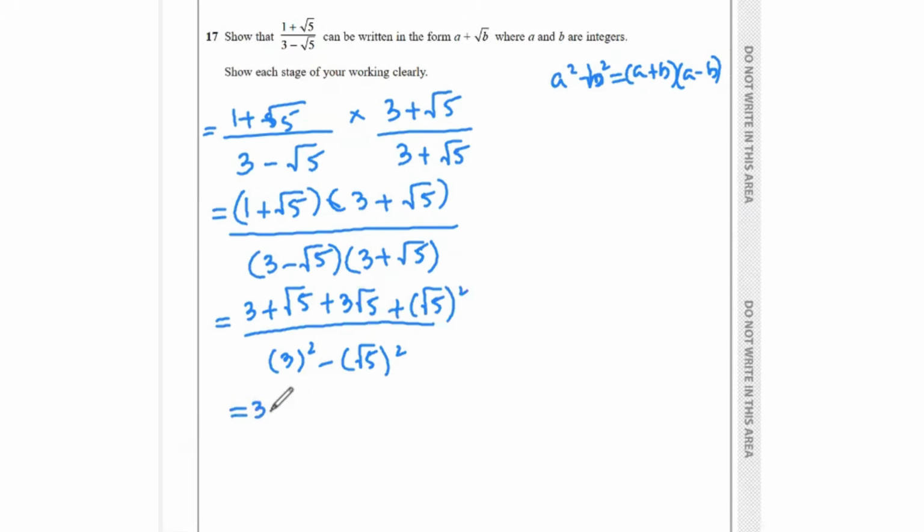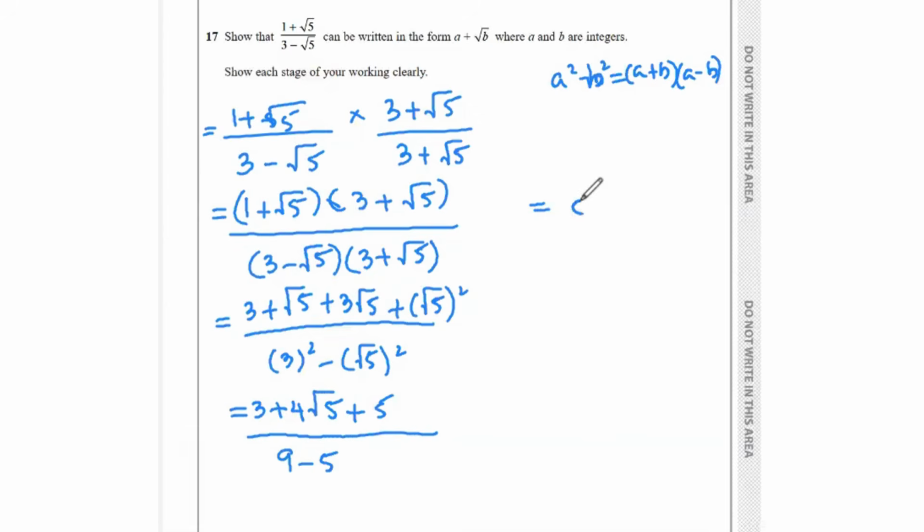So that's 3 plus 4 root 5. In surds, you can only add the surds if the number inside the surd is the same. So both are root 5, so we can add this to 4 root 5. And the square of a surd is the number itself, so that's 5. 3 squared is 9, minus 5 again.